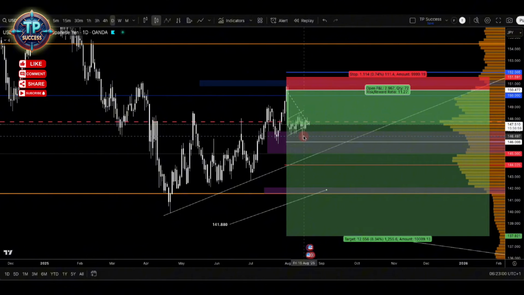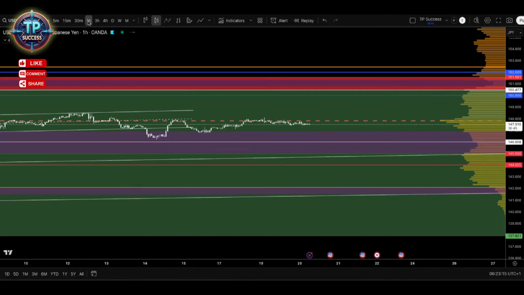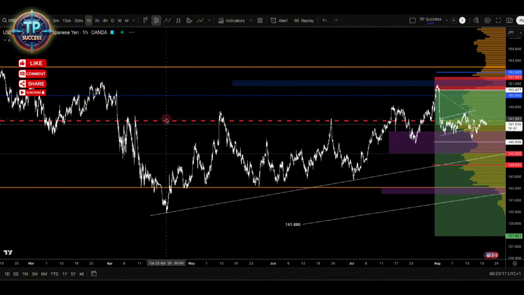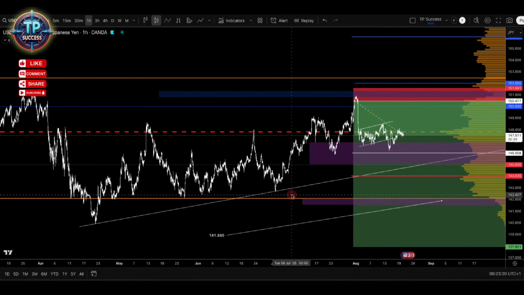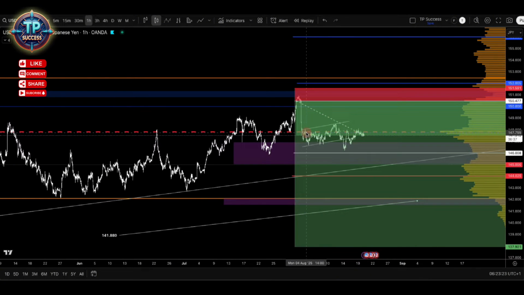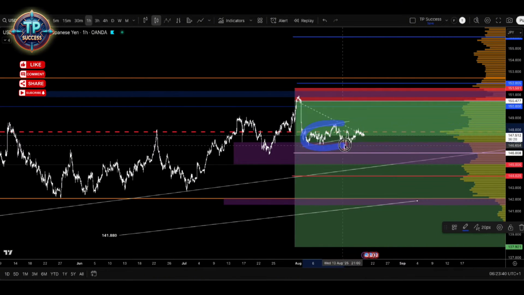On Friday last week was the last time it went into this low volume node area, and now it's moving away, but it looks like it wants to head back into it, right? So if you was to look at it on an hour, you can see that we clearly have a break of structure in this area right here, right?